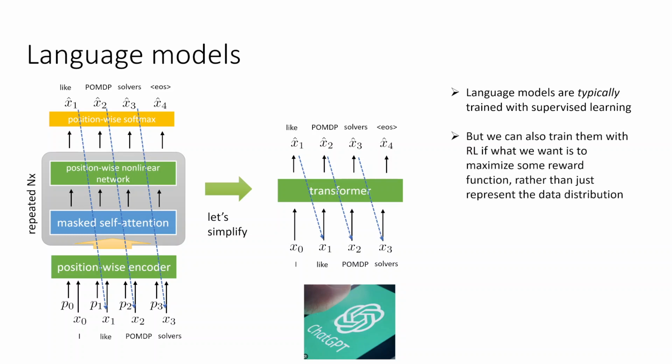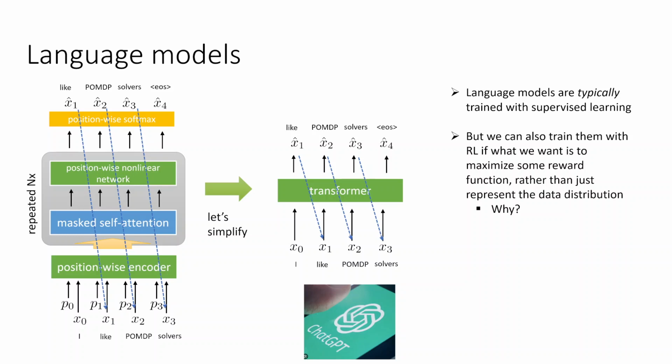But we can also train them with RL if what we want is not to match the distribution in the data. That is, we don't just want them to output the same kind of text that we saw in the training data, but rather we want them to maximize some reward function. And that can be extremely desirable in many settings. Why? Well, for example, you could use RL to get language models to satisfy human preferences, to produce the kind of text that people like to see.